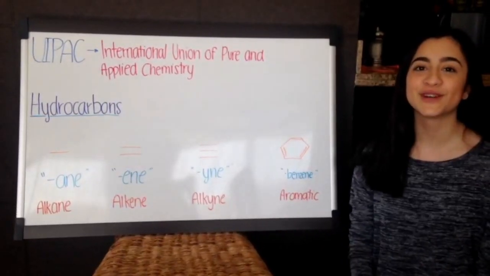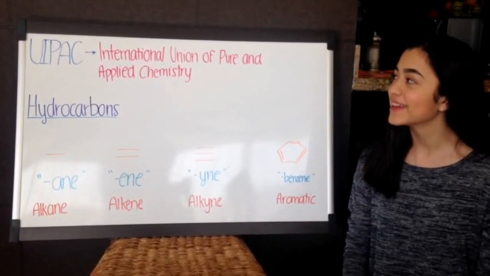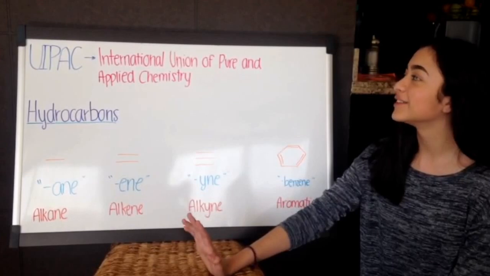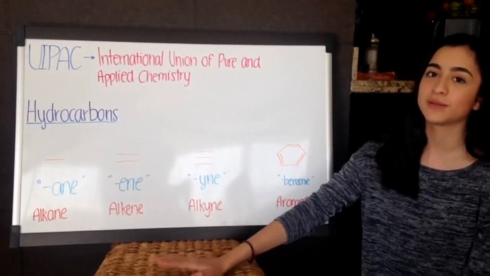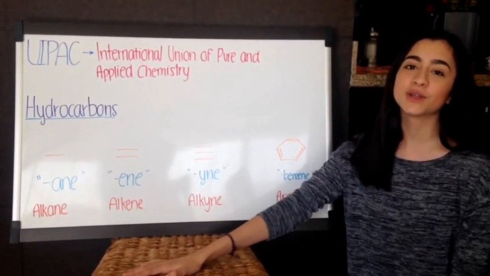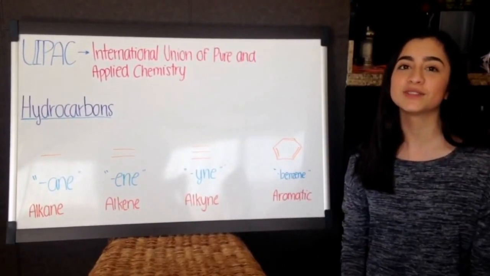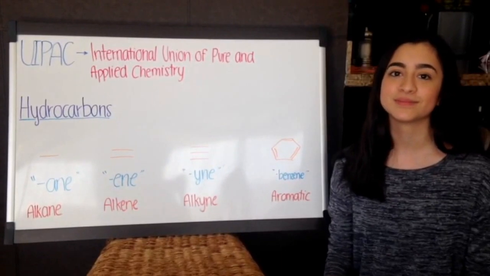In this video, we'll show you how to name hydrocarbons. First, you need to know what is the IUPAC. The IUPAC is the International Union of Pure and Applied Chemistry, and it strives to advance chemistry, in part by setting global standards for names, symbols, and units.